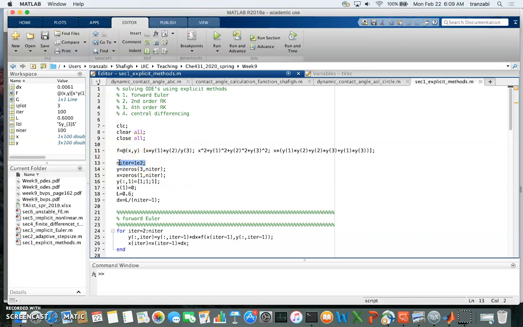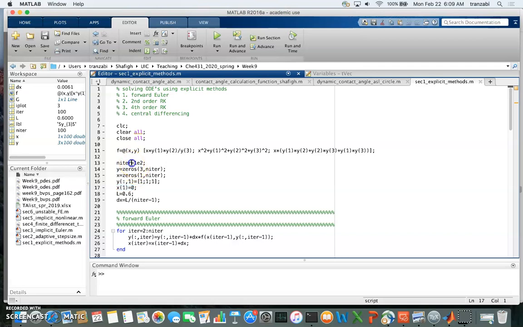Maximum iteration set to 100. I initialize everything to 0. The initial or the boundary value was at x equals 0. So when x is 0, my y is 1, 1, 1, 1. Okay? Alright. So now, assuming that I want to solve this up to x equals 0.6, my domain length, let's say, is 0.6.